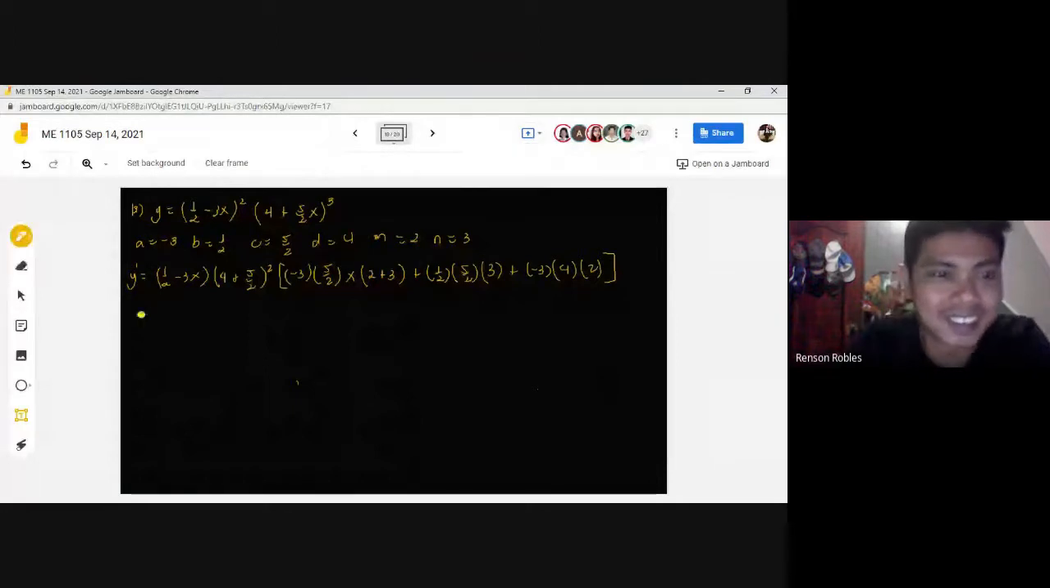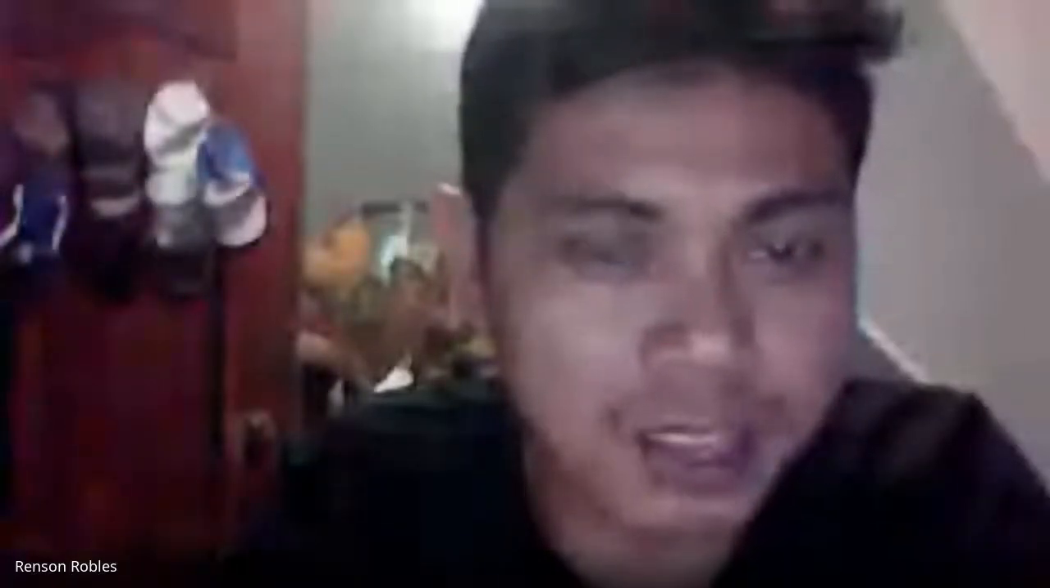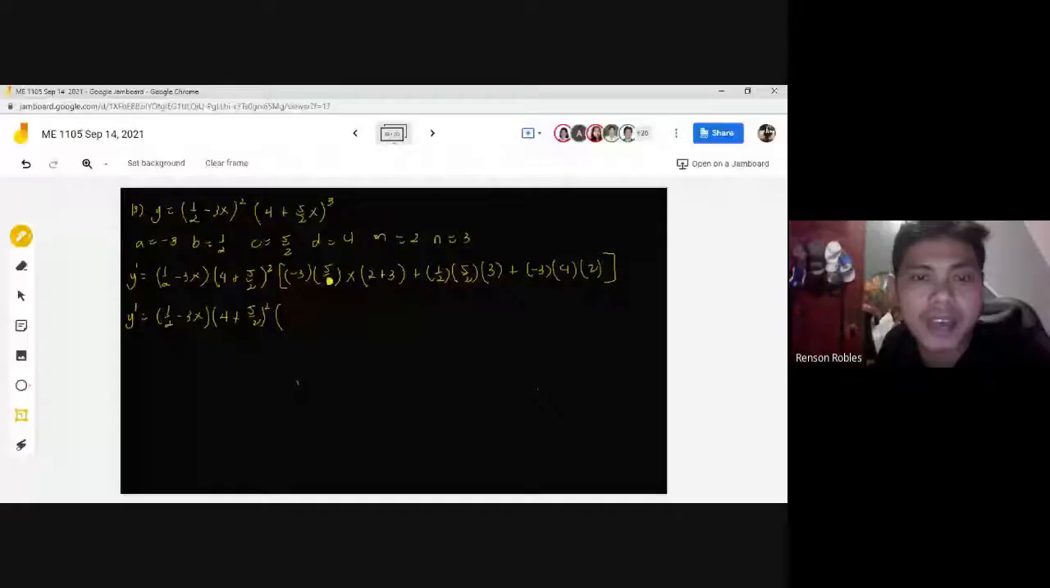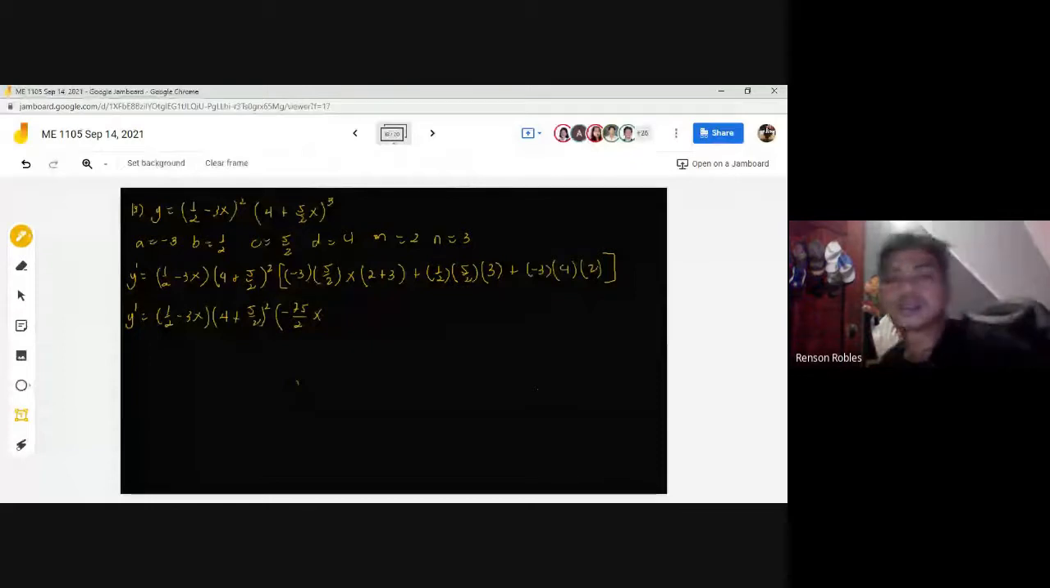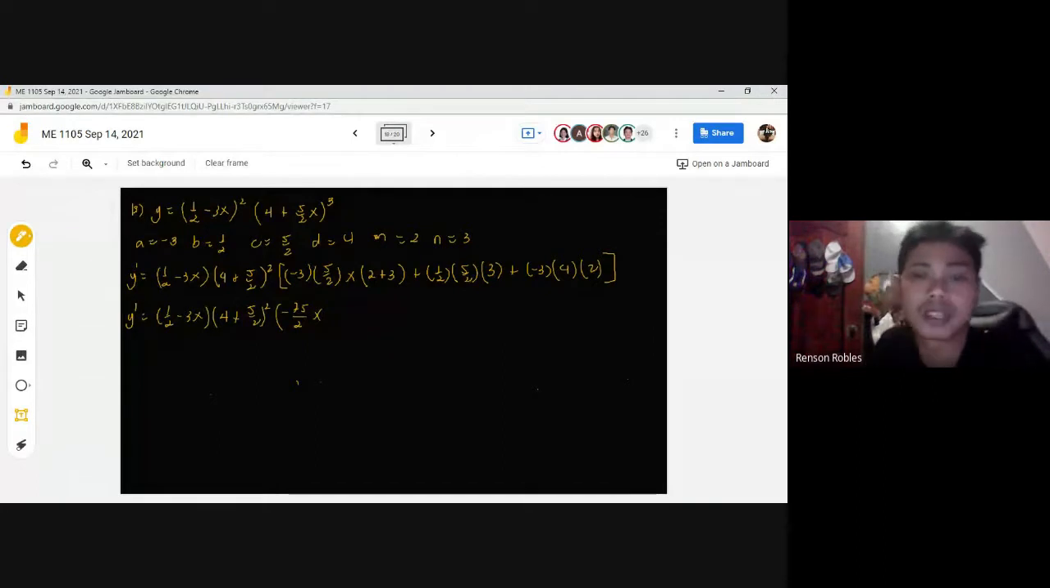And then y prime, 1/2 minus 3x plus 4, 5/2 square. Then we simplify. This is negative 3, 5/2, 5. 5, 25, negative 1, 2, 5. 75 lang pala. Am I right? No, di ba? 5 times 5, 25 times 3, 75 over 2. And then here, so you have 5/4, 15 over 4. So that's 15 over 4. Ito, minus 12, 24.